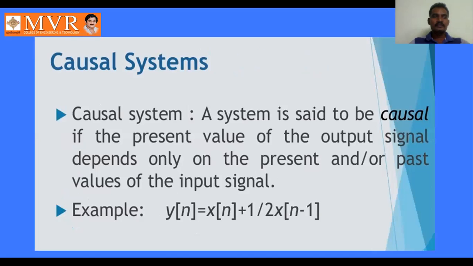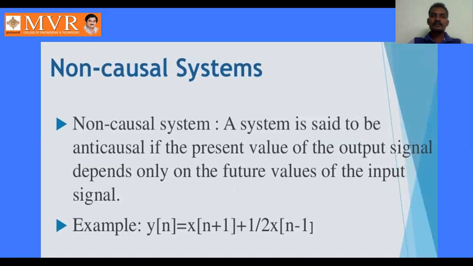A system is said to be causal if the present value of the output signal depends only on the present and past values of the input signal. Already discussed earlier. For example, y of n equal to x of n plus half of x of n minus 1. Next, non-causal systems.